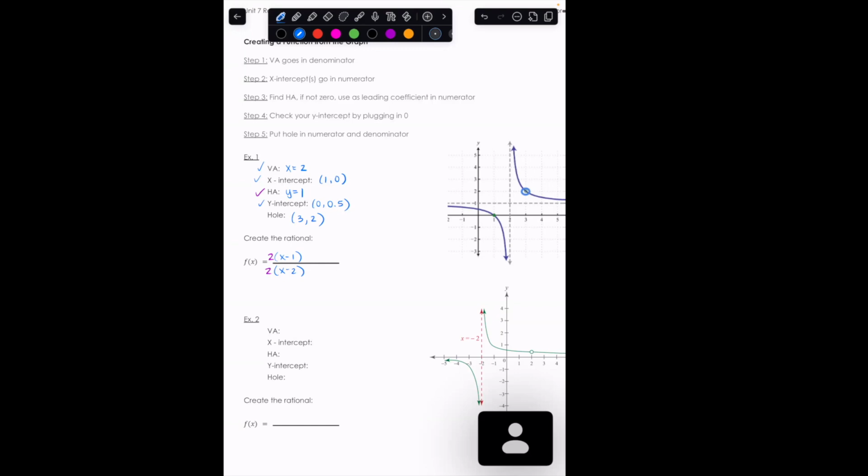And then put the hole in the numerator and the denominator. So I'm going to say x minus 3, x minus 3.